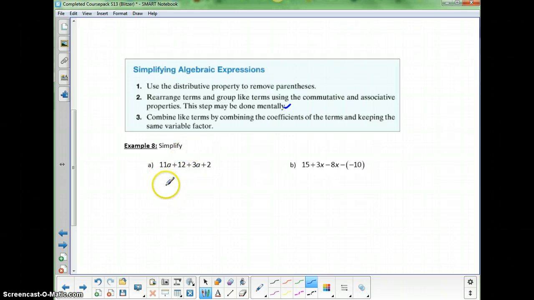So the first example here does not have parentheses, so I don't need to distribute. I'm going to group my like terms. I'm going to say that my two like terms in the first step are going to be 11a and 3a, and then 12 and 2 are also like terms. So my final answer right here will be 11a plus 3a is 14a, and 12 plus 2 is 14, so my answer will be 14a plus 14.